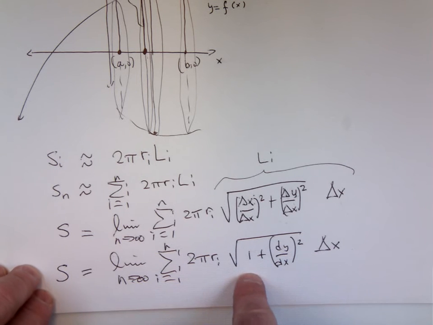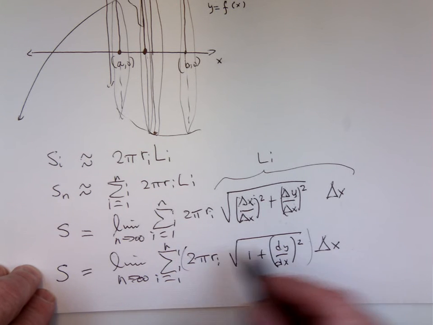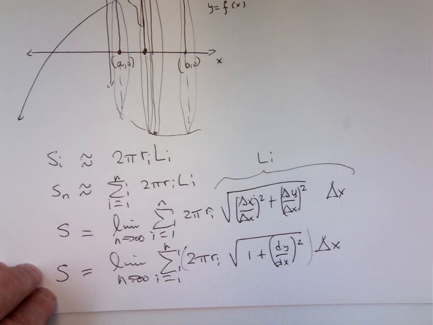Okay? This is a Riemann sum. What do we have here? This whole expression here is some function of x times a delta x. This is a Riemann sum. How do we evaluate that Riemann sum? With an integral.